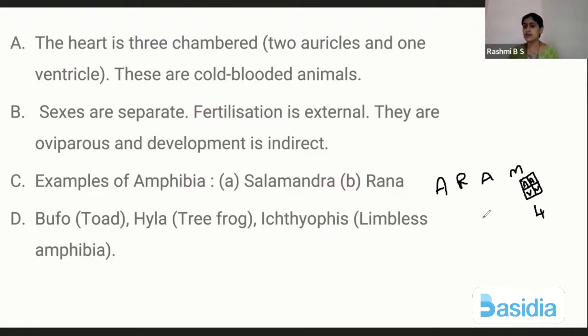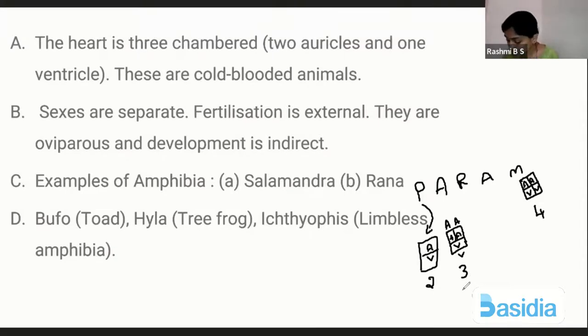So how many chambers do we have? Four. Very good. Let us include P also, param, fishes. In the case of Pisces, two chambers: auricle, ventricle. In the case of amphibians, three chambers: two auricles, one ventricle. Children, two auricles, one ventricle. So in the case of amphibians, it is three chambers.